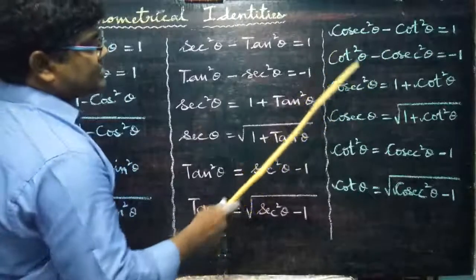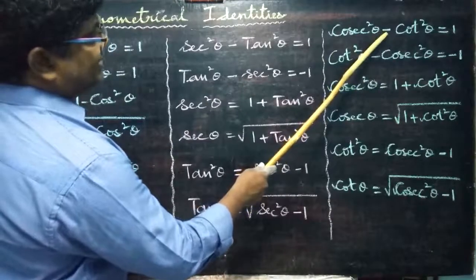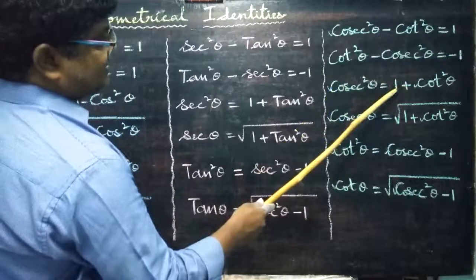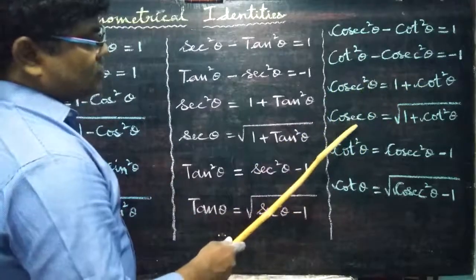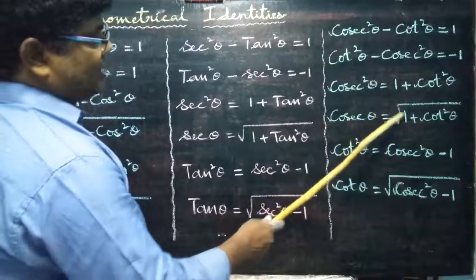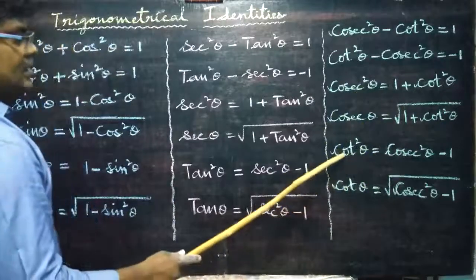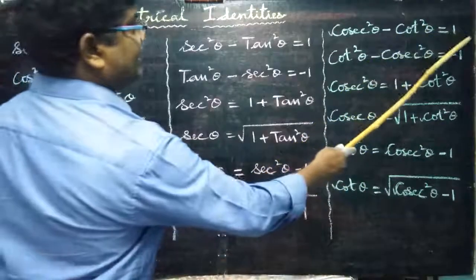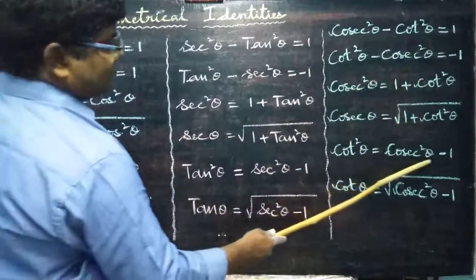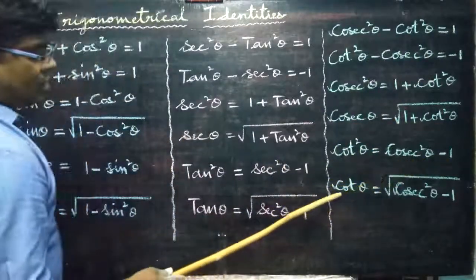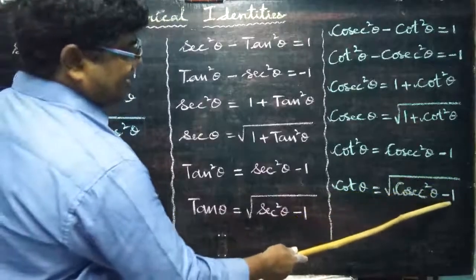Now, cosecant square theta I am keeping on the left hand side. Minus cot square theta I am taking from left to right. Minus becomes plus: 1 plus cot square theta. This time I want only cosecant theta. Square going from left to right is square root: square root of 1 plus cot square theta. Next, this time cot square theta is going to right hand side and 1 is coming to the opposite side. So cot square theta is equal to cosecant square theta minus 1. Cot theta is equal to square root of cosecant square theta minus 1.